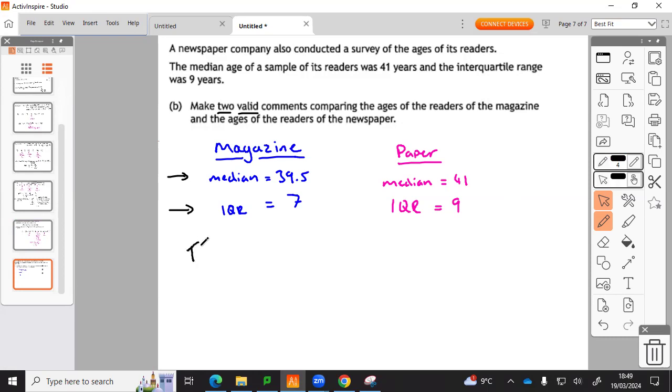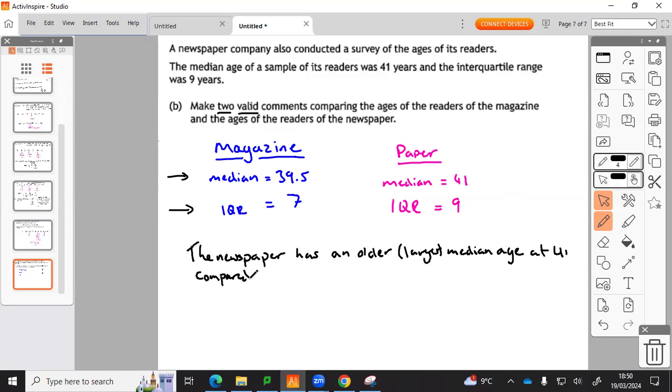The newspaper has an older or larger median age at 41. That's one comment.